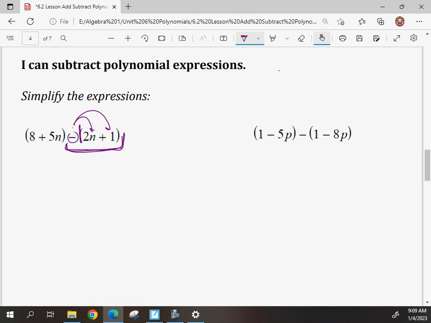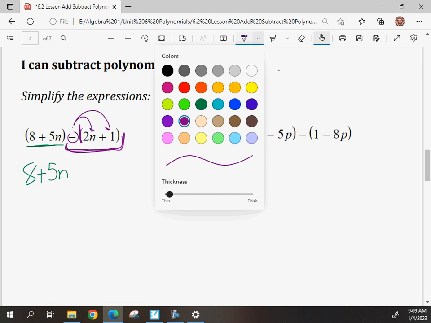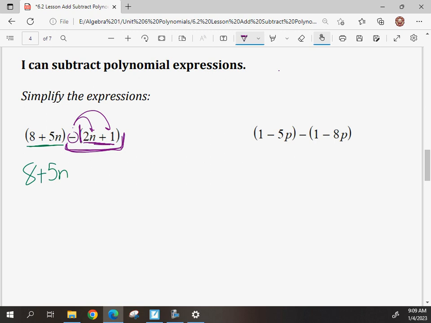So our first polynomial expression we can just rewrite without the parentheses. This second one here, we need to distribute a negative 1, which means pretty much simply we change the sign of everything inside the parentheses. So this positive 2n becomes a minus 2n, and this positive 1 becomes a minus 1. So that minus in front of the second set of parentheses basically tells us change the sign of everything inside the parentheses, and then you can get rid of those parentheses.